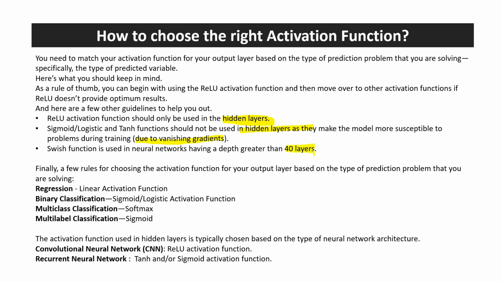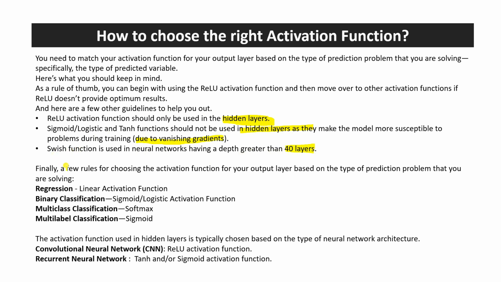The Swish function is used in neural networks with a depth greater than 40 layers. If you have a depth greater than 40 layers, you can use the Swish activation function. Most transfer learning models have more than 40 layers. You can also implement a transfer learning model from scratch, and if you don't get any good result, you can use the Swish activation function.